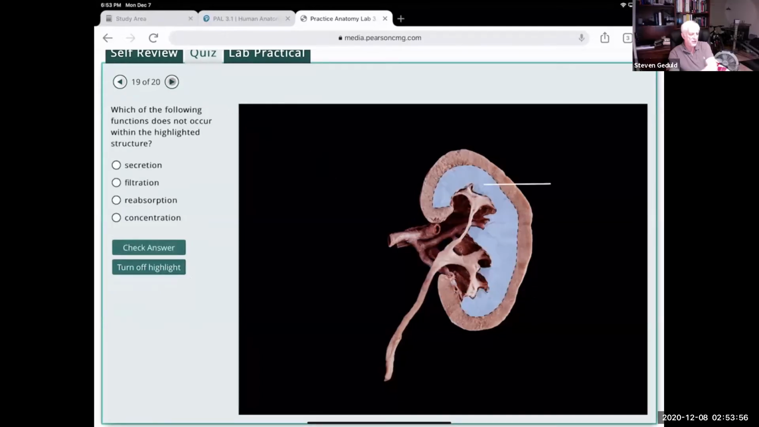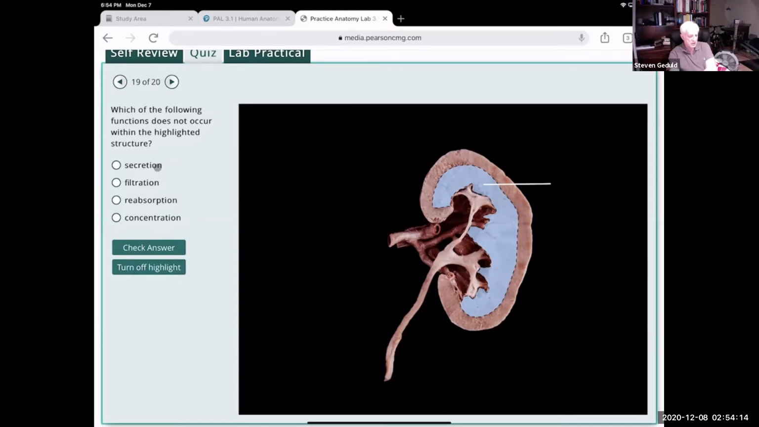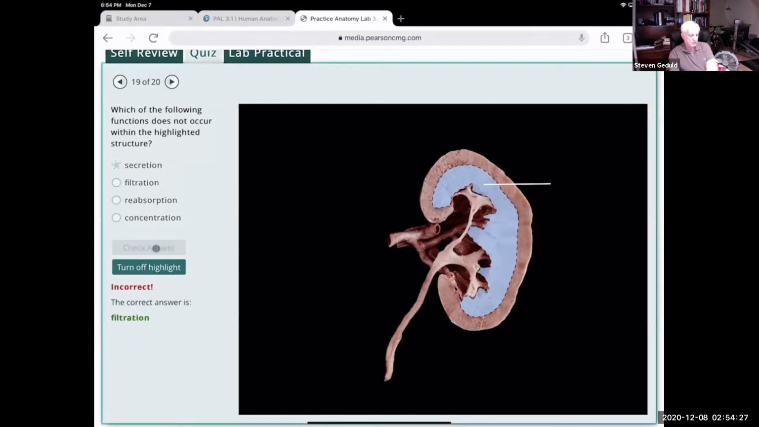Okay, which of the following functions does not occur within the highlighted structures? The highlighted structure is the medulla, right? So what does not occur there? Concentration, resorption, filtration, or secretion? Secretion? Filtration occurs, resorption occurs, concentration occurs, secretion. I would agree with you. No, filtration.